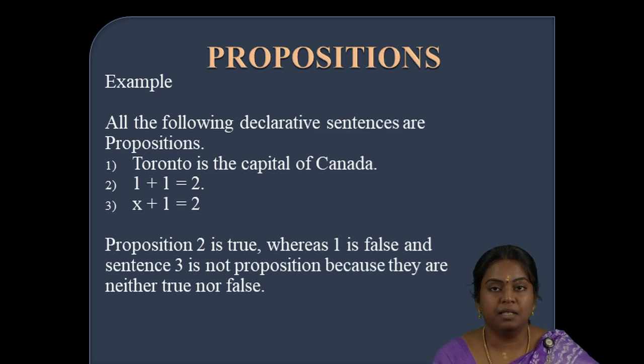Now let us see the examples again. Here certain sentences are given which are declarative sentences. Toronto is the capital of Canada, which is not a true statement. 1 plus 1 equal to 2 is a true statement. x plus 1 equal to 2 is not a proposition at all because it is neither true nor false. Here proposition 1 is false and 2 is true as per the logic.